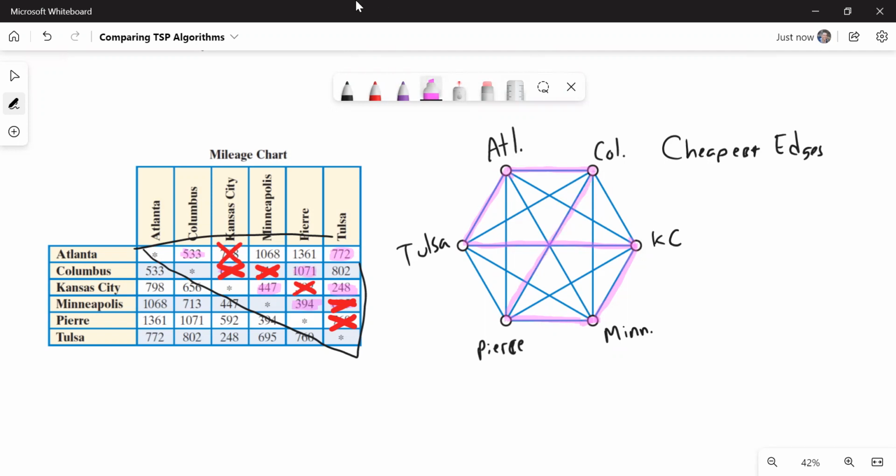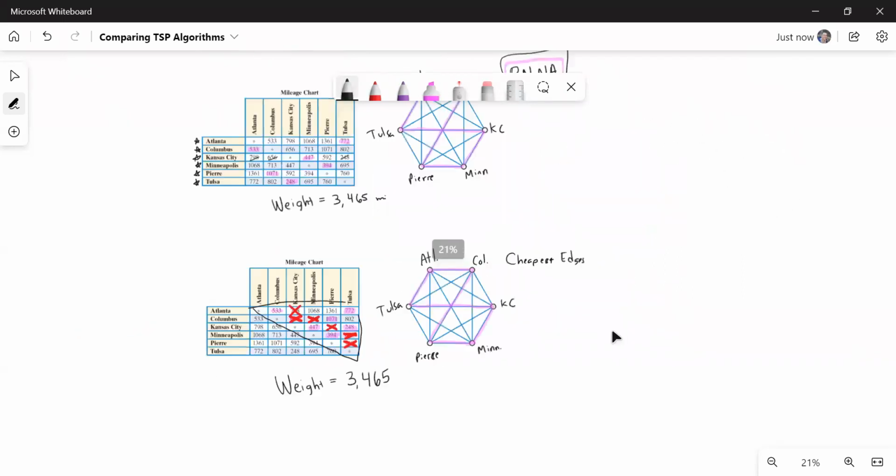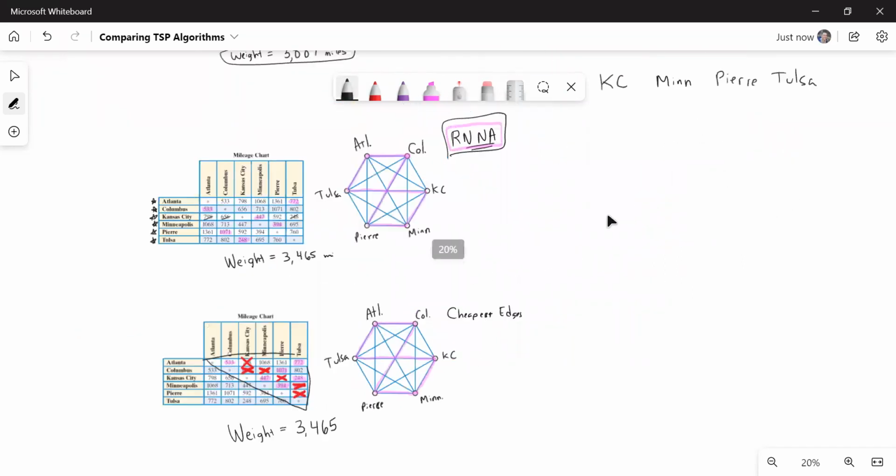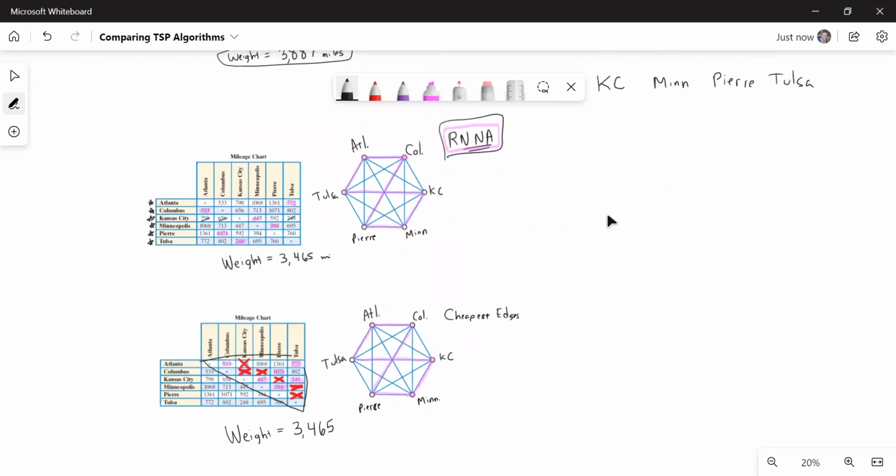Okay, now that we have a complete circuit, let's find the weight. Okay, so I have a weight of 3,465. Okay, so how did that do? How did that compare? Well, what you see is that it's exactly the same, not only the same number as what I got when I started at Columbus, it's actually also the identical graph.